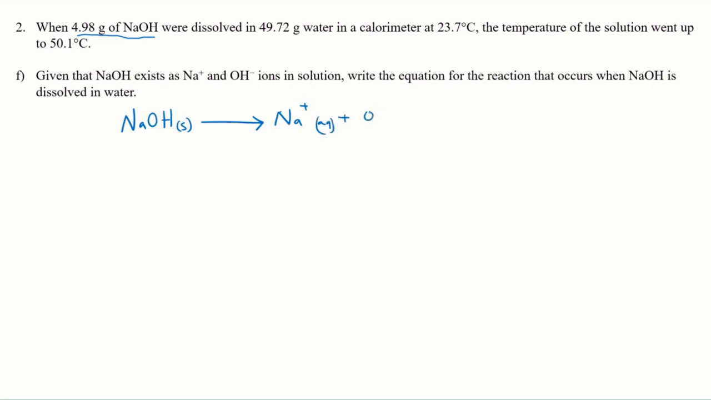and hydroxide ions. And notice here that every mole of sodium hydroxide solid will produce 1 mole of sodium ions and 1 mole of hydroxide ions. This is a balanced equation. All of the coefficients are 1-to-1 ratios. 1 mole of sodium hydroxide solid will dissolve into 1 mole of sodium ions and 1 mole of hydroxide ions.